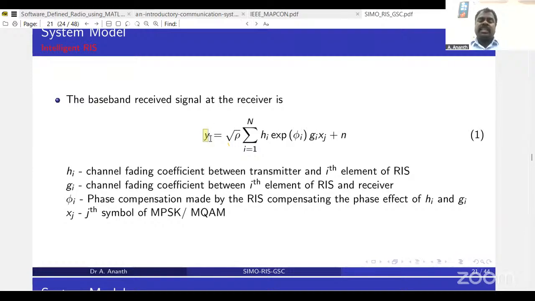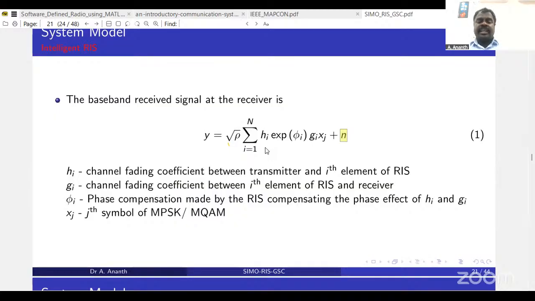Y is the received signal at the destination. N is the additive white Gaussian noise that is generated at the receiver side. And here you can see that we have a rho. This means that with some amount of energy, or otherwise with some power, we will be transmitting our signal. That power is denoted by square root of rho, which again indicates some form of SNR, average SNR.